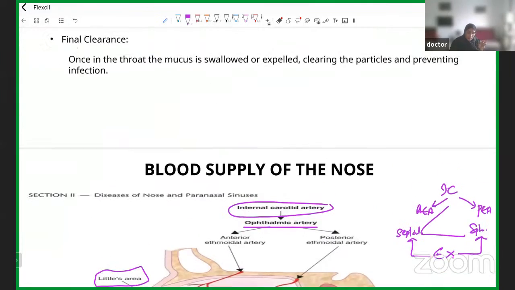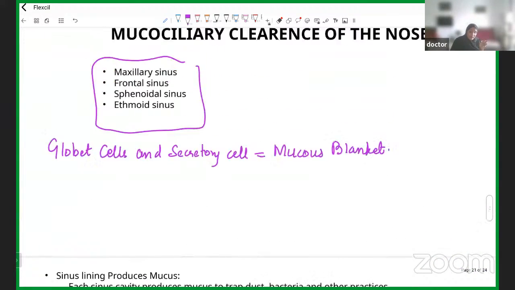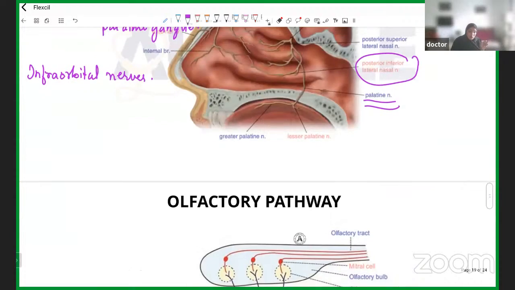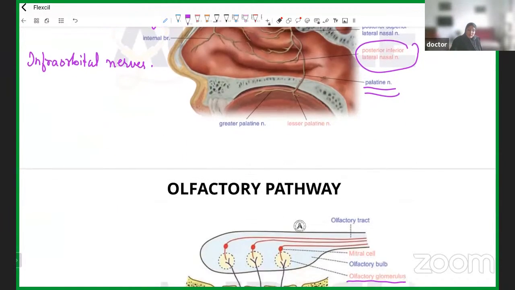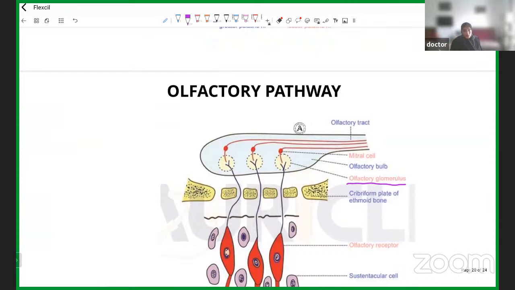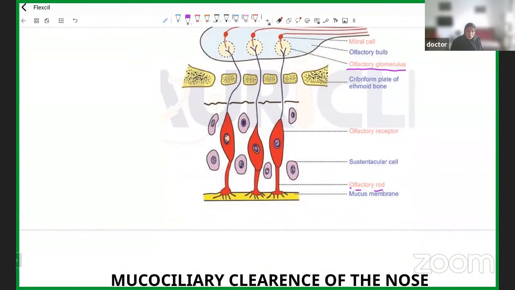Apart from that, don't forget the nerve supply of the nose. Remember the three main nerves of olfaction. So it's anterior ethmoidal nerve, branches of sphenopalatine ganglion and inferior orbital nerve. Remember, you have an olfactory bulb. Do not forget to study about the olfactory pathway, just in case they might even ask you as a bouncer in exam. So you should know olfactory pathway. It's not just for first year, it will continue for the upcoming years as well.